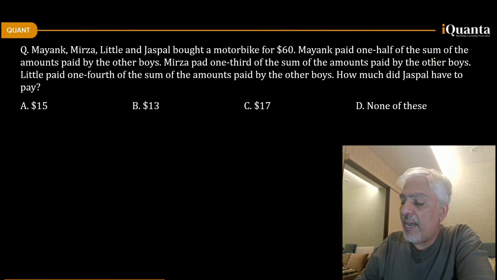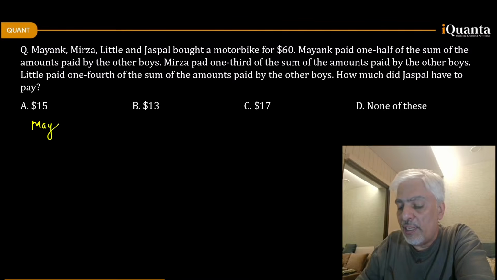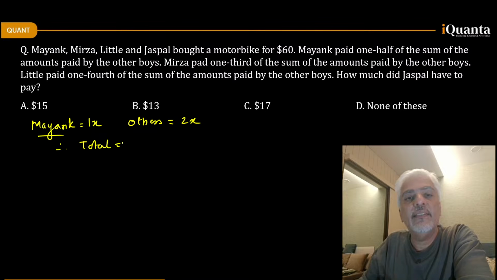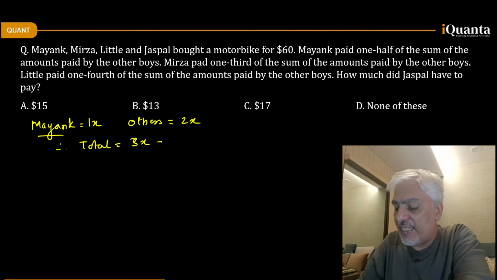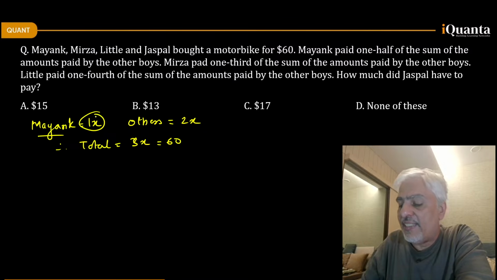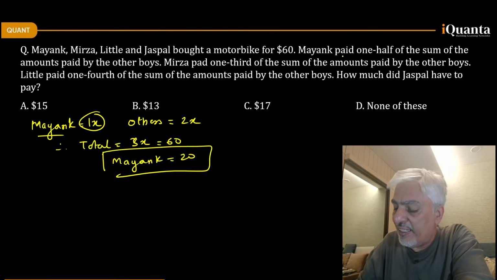Mayank pays half of the others. So जब मैं Mayank के साथ सोच रहा हूं, Mayank and others, I'm assuming others to pay 2x, so Mayank pays 1x. Therefore, total is 3x. Chalo, you can do this for 3 times, no problem. 3x is 60. Mayank is paying 1x. So Mayank is paying 20. Mayank का खत्म हो गया. अब वापस सेकंड वाले के लिए जाओ.